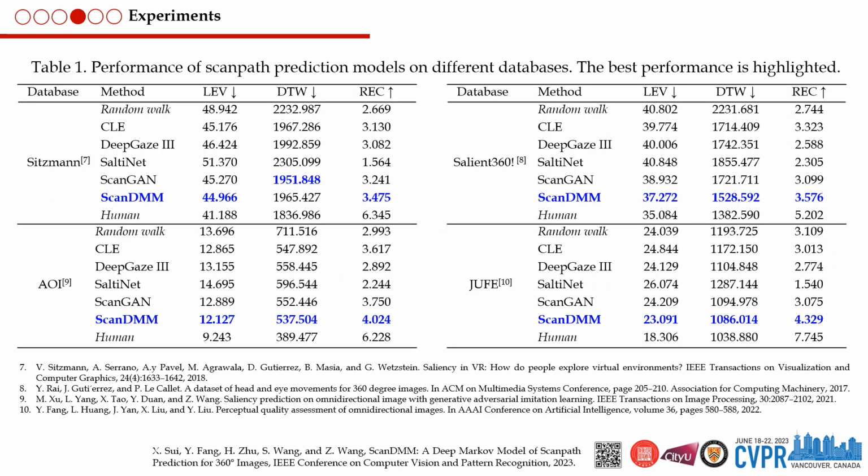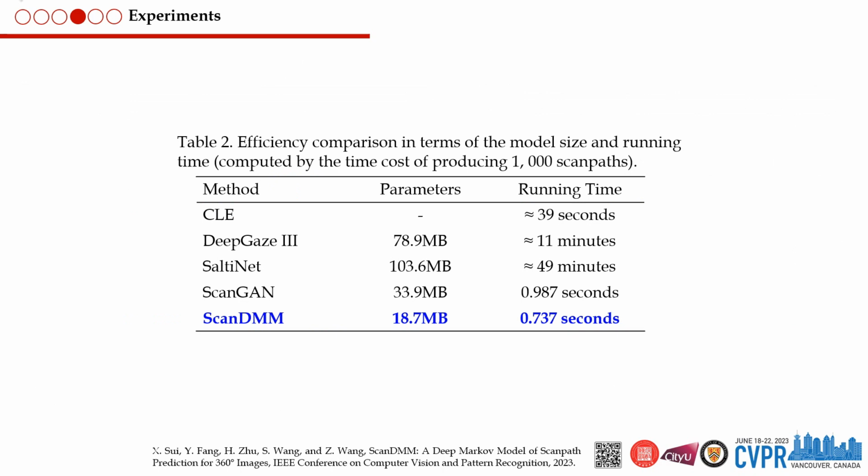Here are some quantitative results. We have conducted experiments on 4 publicly available databases and used 3 common metrics to evaluate the performance of the models. We can observe that our model outperforms the competing models in most cases. In terms of efficiency, our model has the smallest size and runs faster than competing models. Our model can generate 1000 scan paths for a 360-degree image within 1 second, which is critical for real-world applications.